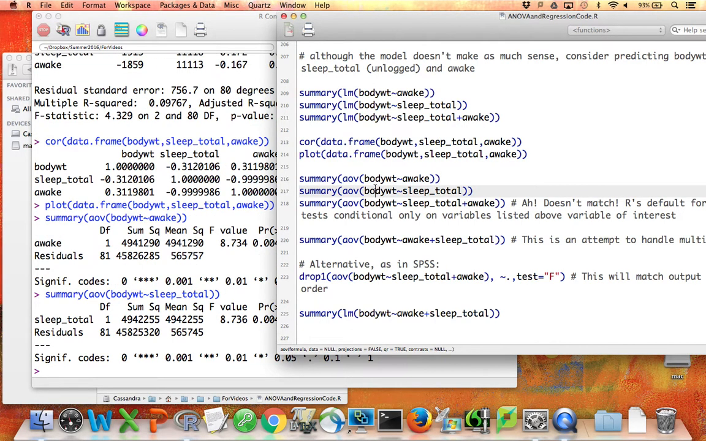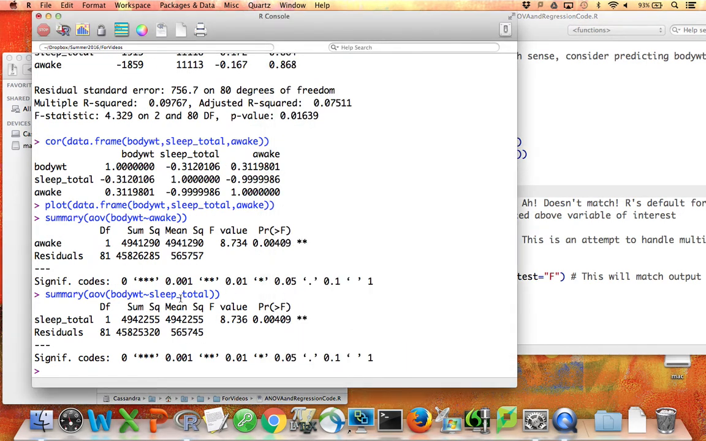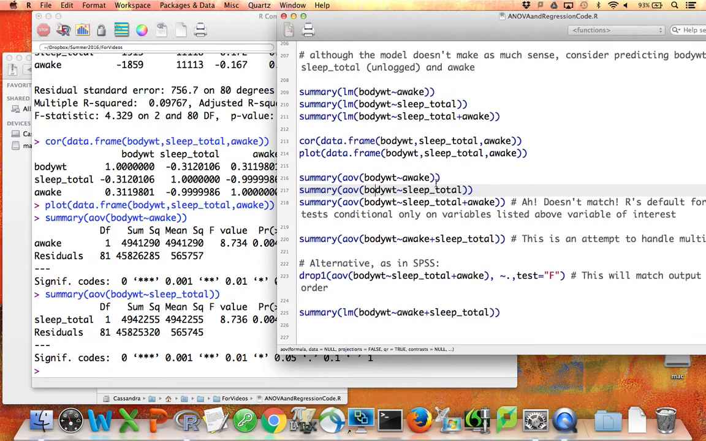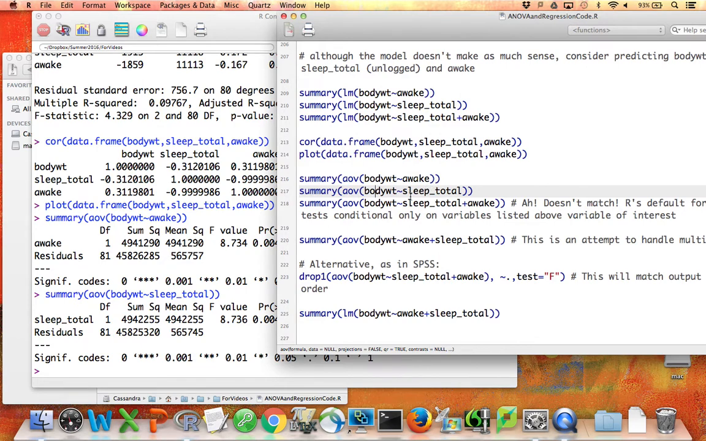Similarly, I can run the model of body weight on sleep total, and all the things I just said about awake are true here for sleep total, comparing this to the model that we got from lm of body weight on sleep total. Now I'm going to regress body weight on sleep total and awake using the ANOVA. And this is where things are going to get a little strange.